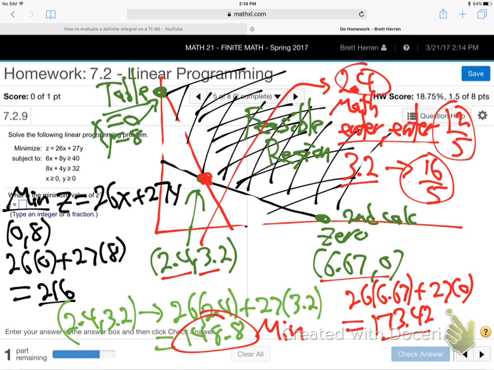Am I confusing you? I'm going back and forth, I know this can be a little confusing. Is that making sense? So we graph them on our calculator, find the intersection points, plug them into our objective function, and then in the end, they want the answer. Let's type that in. They want 12 fifths and 16 fifths. Let's go back. 8.